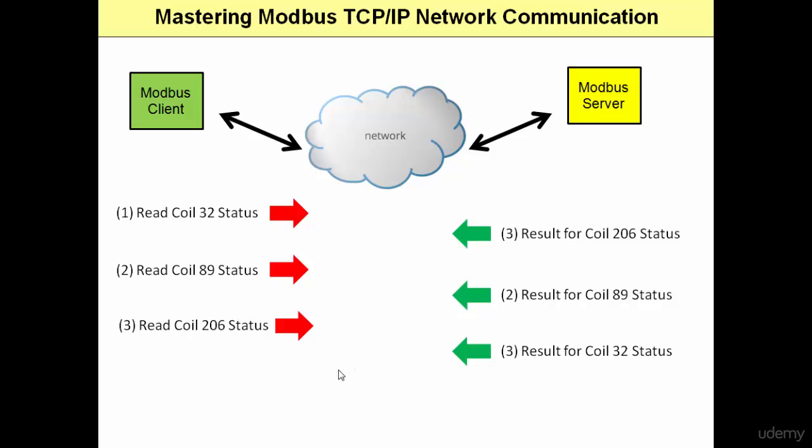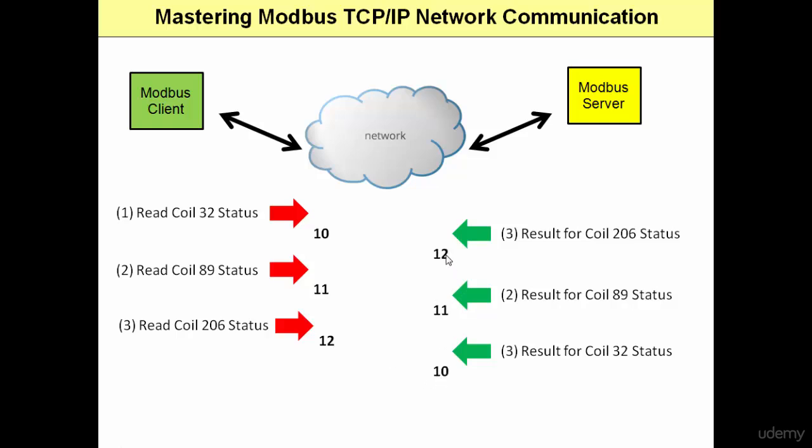So the transaction identifier is actually a unique number that is part of the MBAP header and acts like an ID for the transaction, for the query-response cycle. Let me show you what I mean. Let's say that when this message was sent out, the transaction identifier was 10, for this one 11, and for this one 12. What would happen when the results come back in?